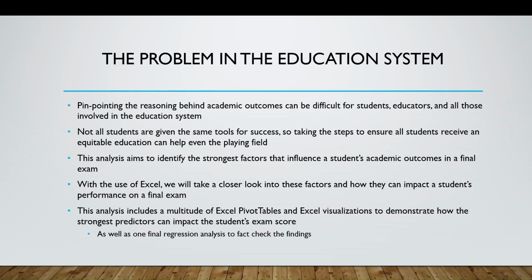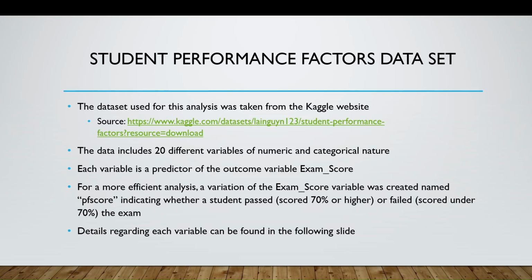So my analysis aims to identify the strongest factors that influence a student's academic outcomes in a final exam. It includes several different pivot tables, visualizations, and even a VBA macro button to demonstrate the different predictors' impacts on the student exam scores. The dataset I used was taken from Kaggle.